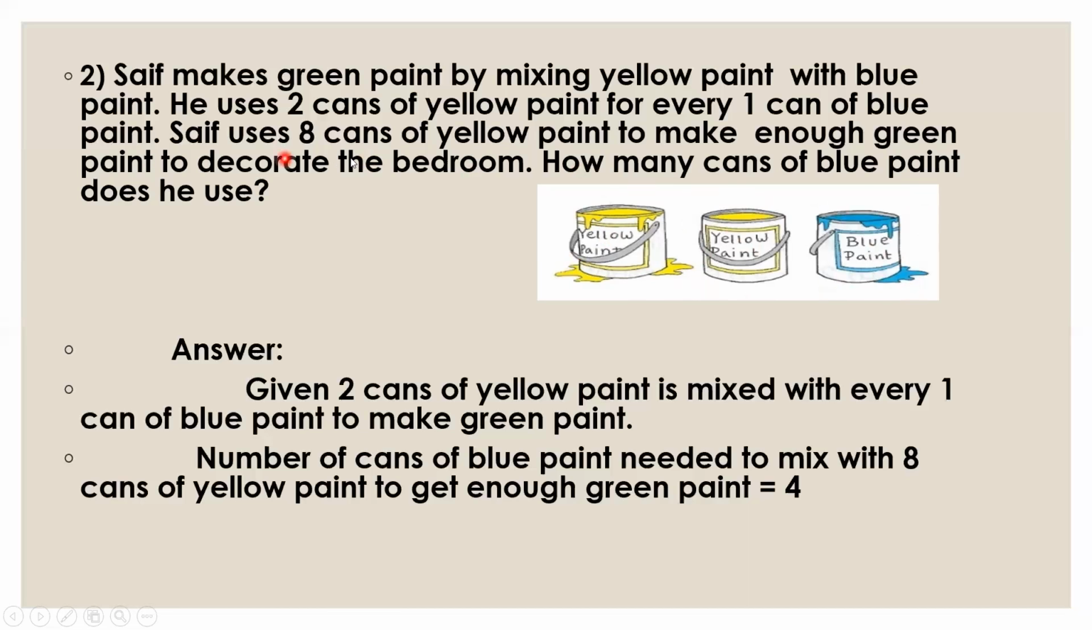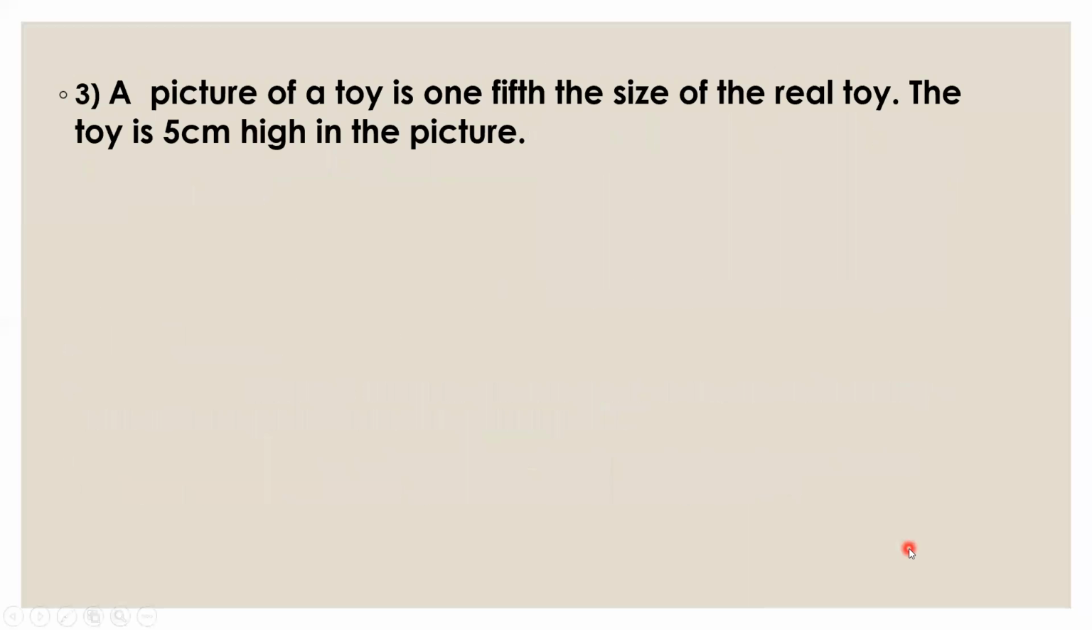So here the question is 8 cans of yellow paint, then how many cans of blue paint? So number of yellow paints they have given is 8. So how to find the number of blue paint corresponding to this 8 cans? Just half this 8. So you will be getting the number of blue paint. So half of 8 is 4. Is this clear? Okay, now we will move on to the third question.